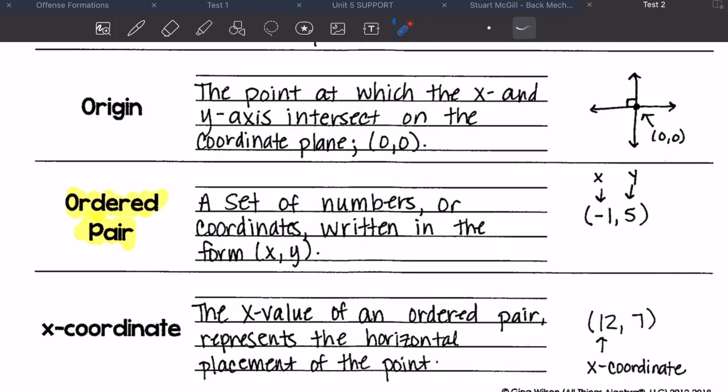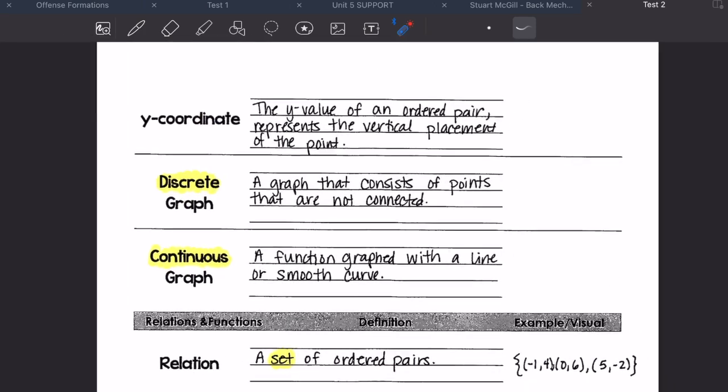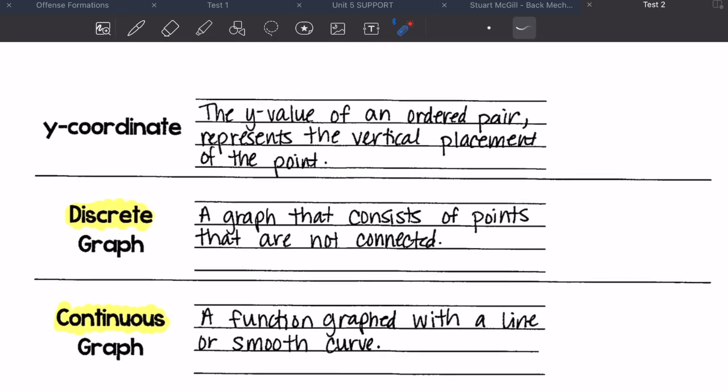Cool. The x value, or the x coordinate, is the value of the ordered pair that talks about the horizontal placement. That's how far you move x and left and right. And then the y coordinate is the y value of an ordered pair. It's just how far you move up and down.